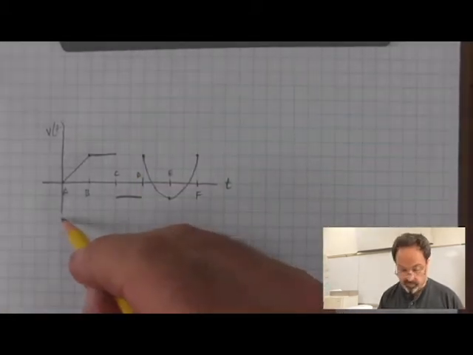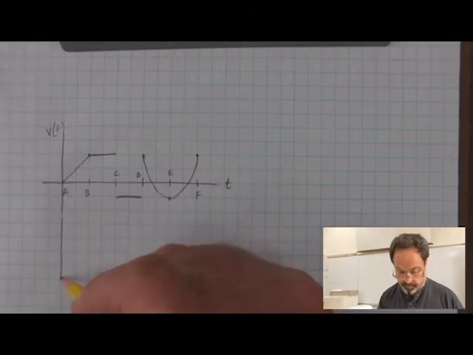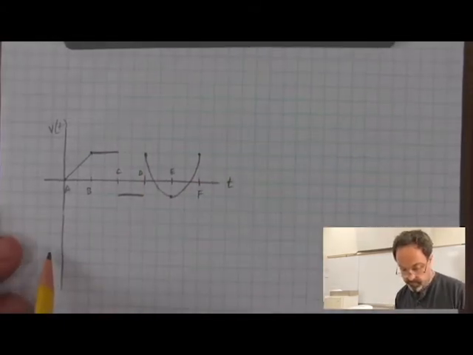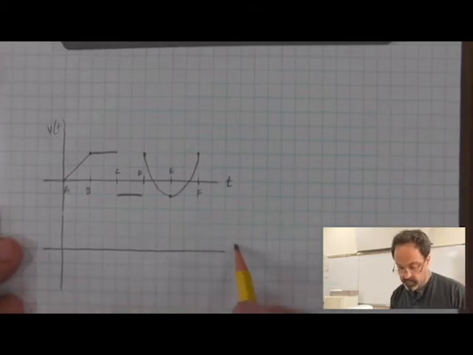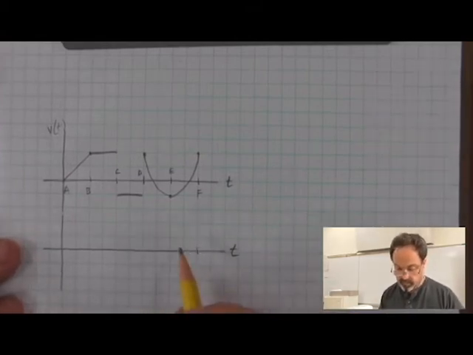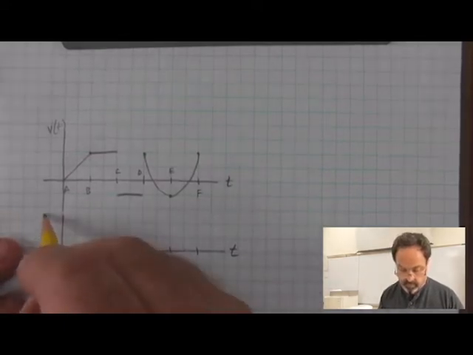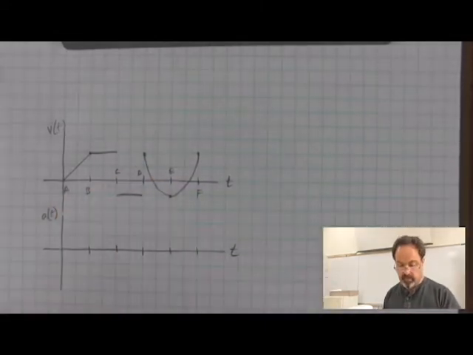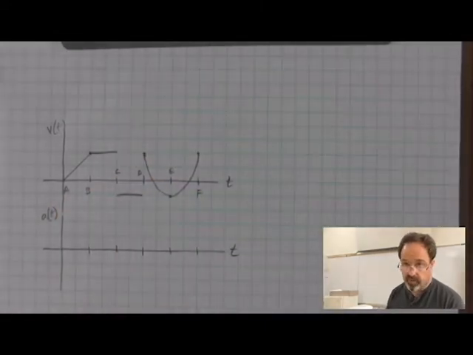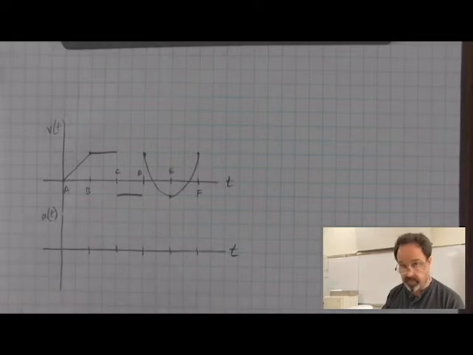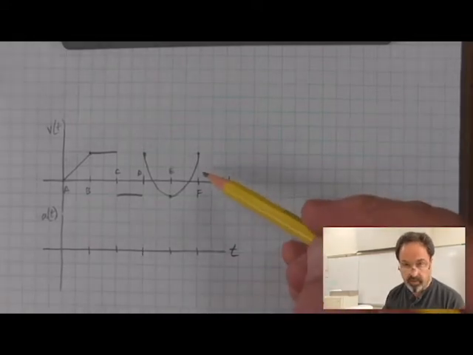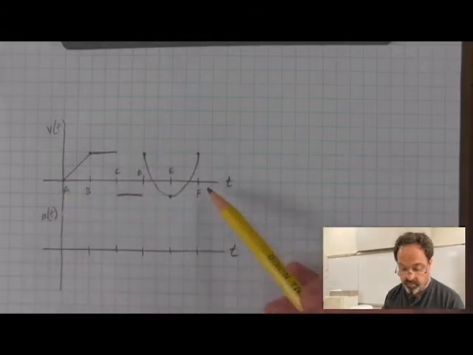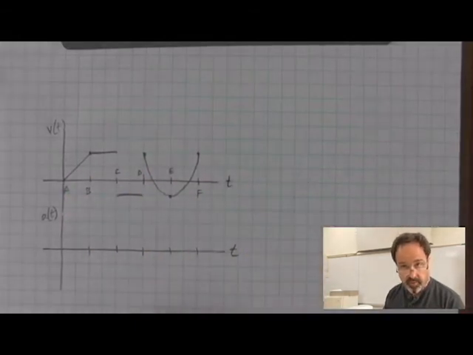Acceleration is the rate of change of velocity. We're going to have the same intervals on the horizontal time axis. And just like velocity is a rate of change of position, acceleration is a rate of change of velocity. So the same reasoning applies when we take a velocity graph and we think about the rate of change of all these pieces and graph that rate of change.